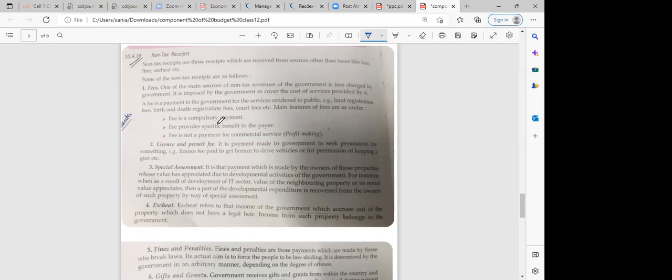Whenever you go, fees is a compulsory payment. Fees provide a specific benefit to payers. Basically, if you are paying anything in return for any service, that is a fee. Then license and permits: it is a payment made to the government to seek permission. For example, if you are opening a shop and you want a license for that, or you can say permit fees. License is basically the permission. So you have to pay the government that yes, I want a license for this particular shop, or I want a license for my car. Or if you are paying any permit fees, that also comes under non-tax receipt. No need to write all this. If you feel you don't understand any word, you can ask.